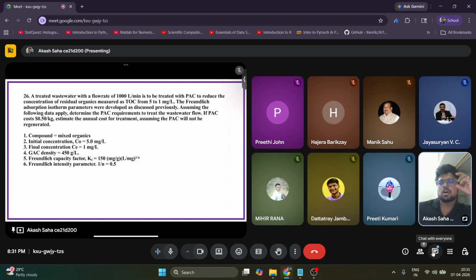If PAC costs $0.5 per kg, estimate the annual cost of treatment, assuming that PAC will not be regenerated. So what is the annual cost of treatment? Please try to solve it.